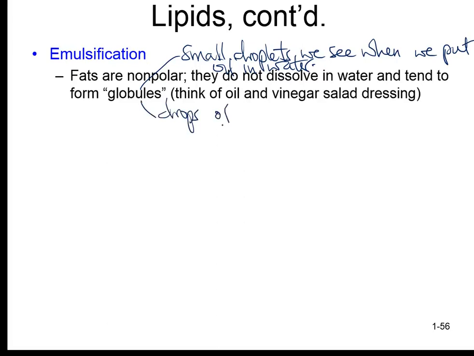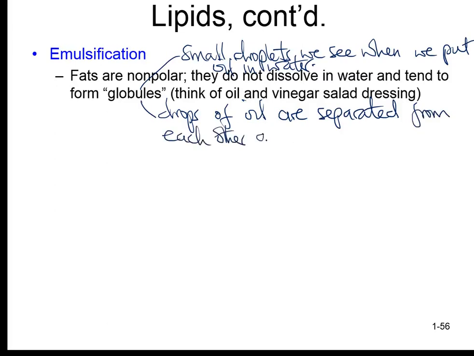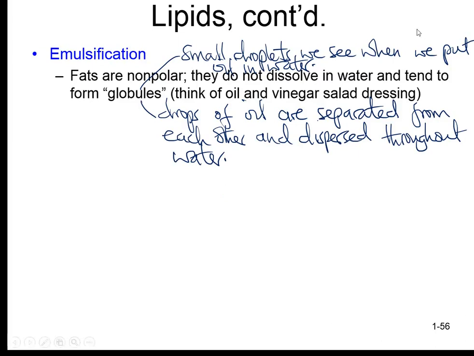So drops of oil are separated from each other and are dispersed throughout the water. So that is emulsification. So I'll stop here and continue with the video later.